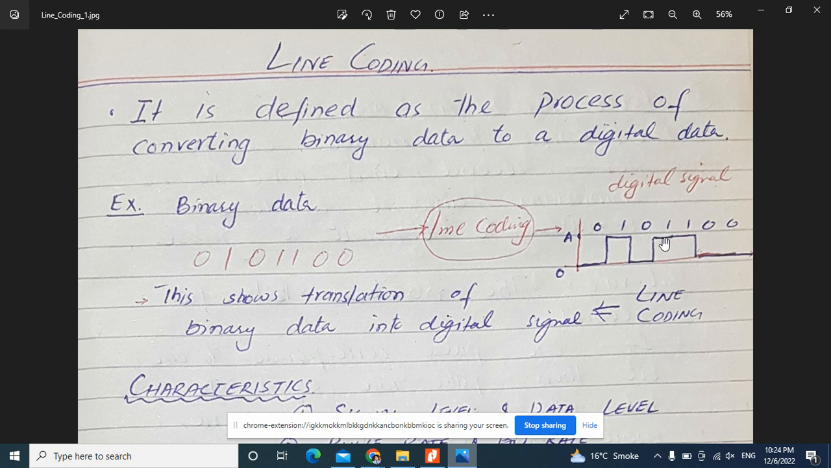If zero, then again zero. If it is one, the amplitude is positive A, again one, then again amplitude positive A, zero, then the amplitude is zero, then again zero, the amplitude is zero. So zero will represent the zero level and one will represent the A level. This shows the translation of binary data into a digital signal, which is known as a line coding technique.